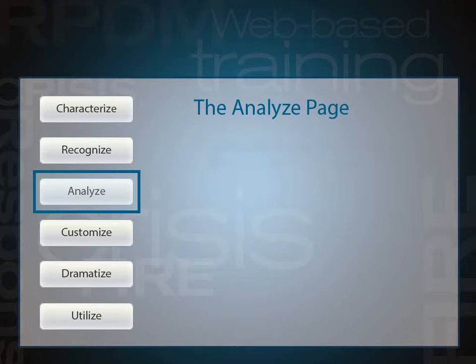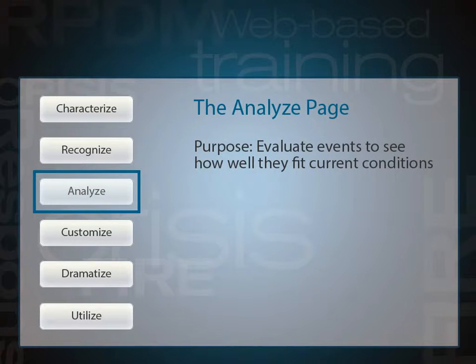In the decision process, the purpose of the Analyze step is to evaluate the events identified during the Recognize step to see how well they match current event conditions. It's modeled after the behavior of an incident commander comparing the details of past experiences to the situation at hand.